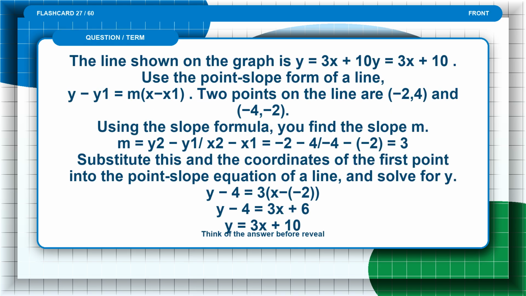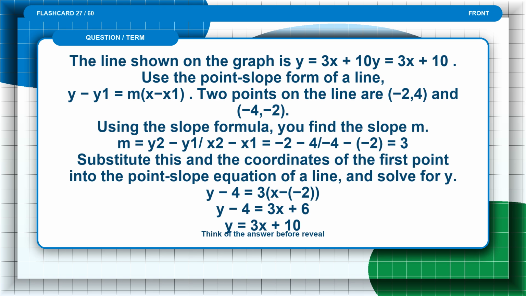Flashcard 27. The line shown on the graph is y equals 3x plus 10. Use the point-slope form of a line: y minus y1 equals m(x minus x1). Two points on the line are (minus 2, 4) and (minus 4, minus 2). Using the slope formula, you find the slope m equals (y2 minus y1) divided by (x2 minus x1) equals (minus 2 minus 4) divided by (minus 4 minus minus 2) equals 3.